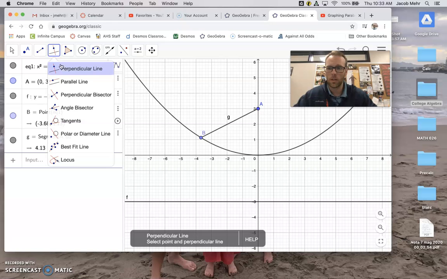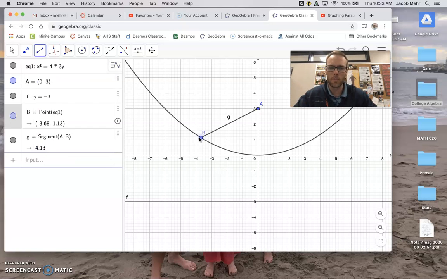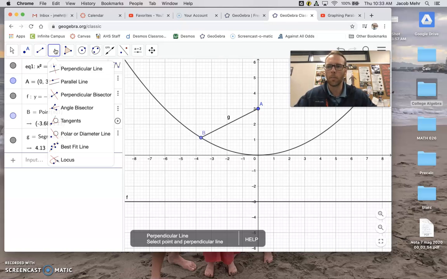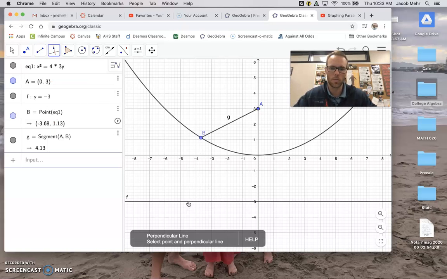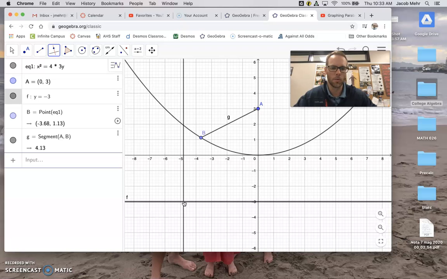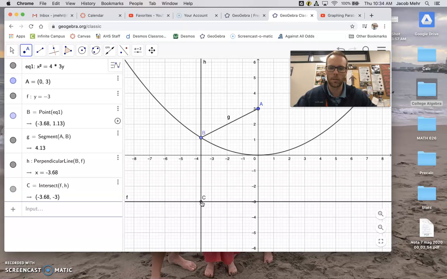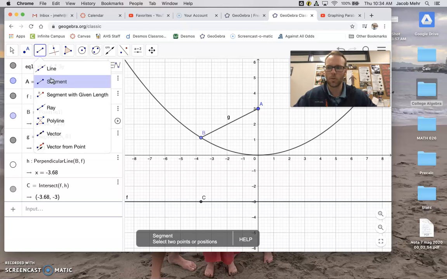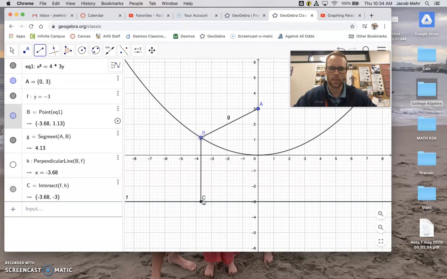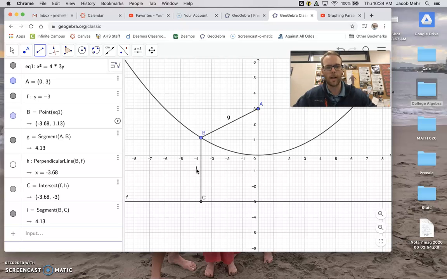So what I'm going to do, and just one more note, I can't just pick any point to go to, right? I've got to pick the closest point, the point that's perpendicular. So I'm going to choose my perpendicular line tool. I'll click on the directrix. I'll click on this point. Now I've created that distance that I'm interested in. Now to make this a little bit easier for us to see, I'm going to put a point there. I'm going to hide that perpendicular line, and I'm going to put a new segment from there to there, which GeoGebra is calling I. So what do we notice about G and I?